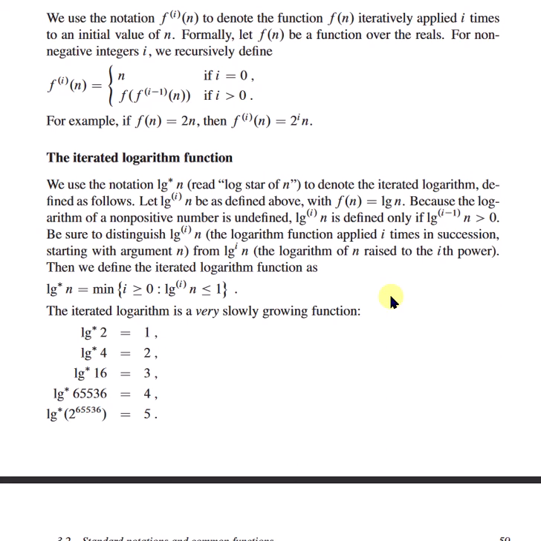because the logarithm of a non-positive number is defined only if the argument is positive. The logarithm of a negative number is undefined. Non-positive in the sense that even 0 is not allowed. Be sure to distinguish the logarithm function applied i times in succession, starting with an argument n, from the logarithm of n raised to the ith power. Then we define the iterated logarithm function as follows.